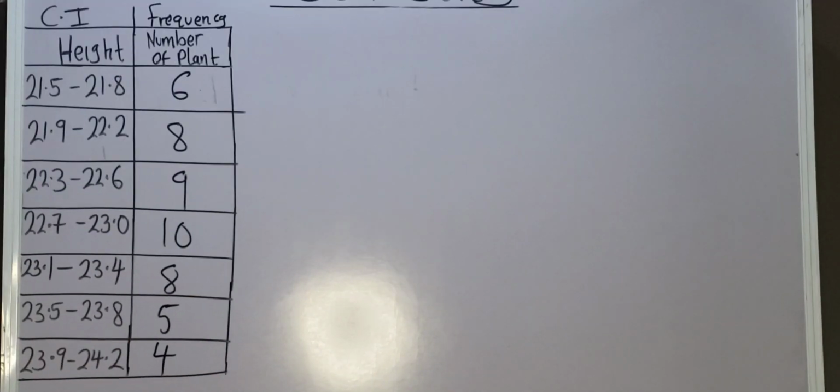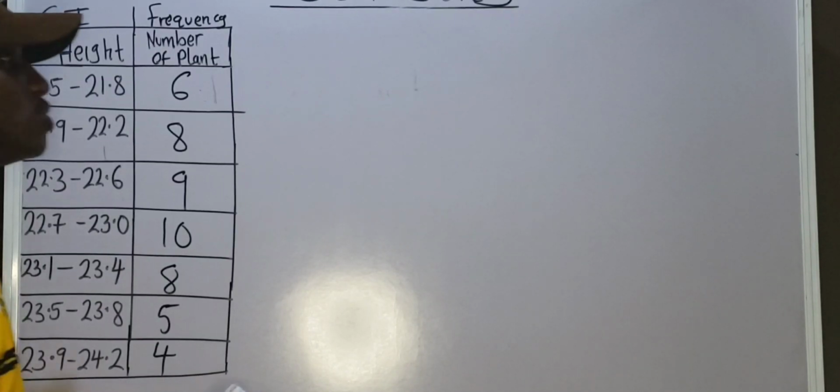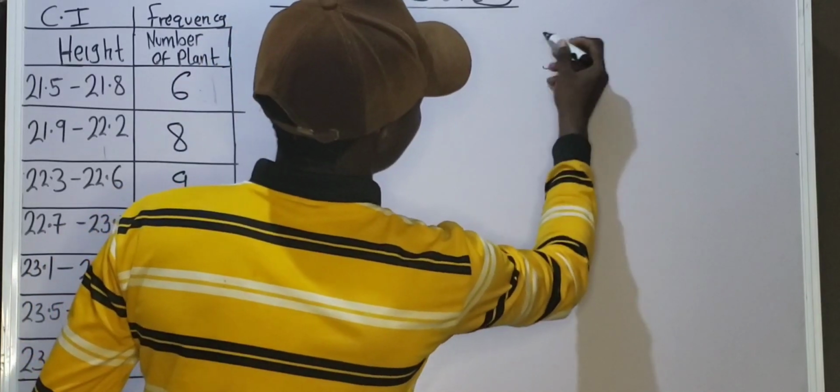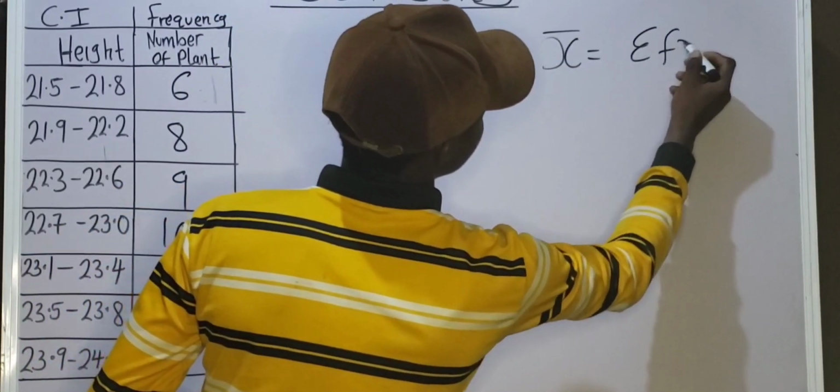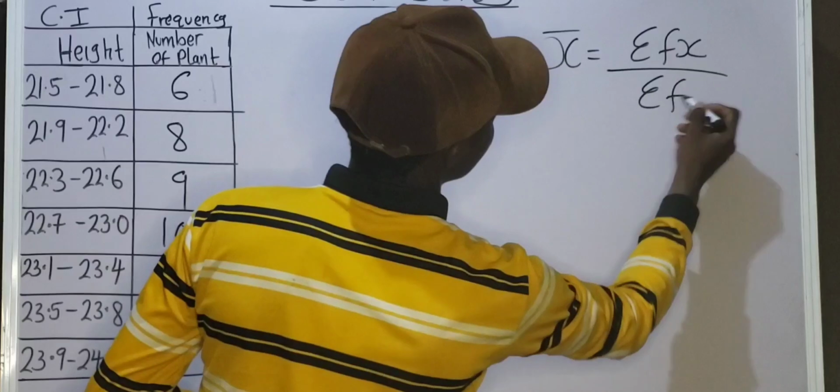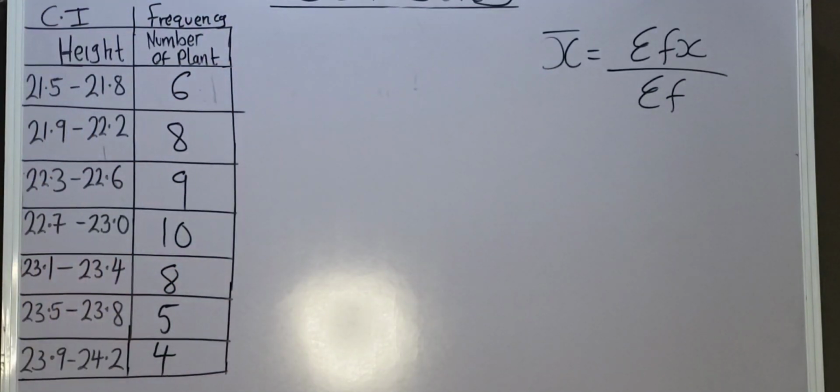Okay, now before we proceed, let's start with the first question. You can see that we are told to calculate the arithmetic mean. Now, don't forget, when you are dealing with statistics on a group data, it is very, very important that you remember your formula. The first step is that you have to remember your formula. The formula for arithmetic mean of a group data is given by this: X bar is equal to summation fx all over summation f.